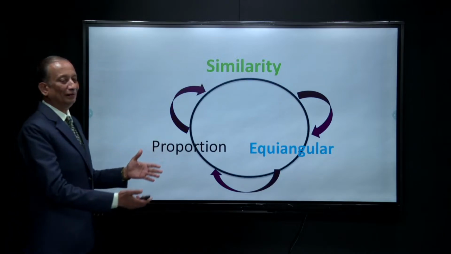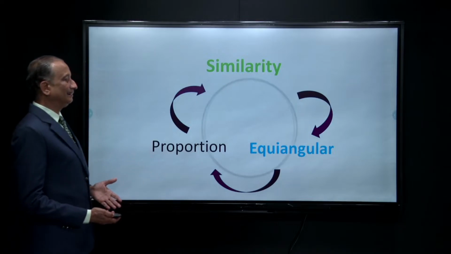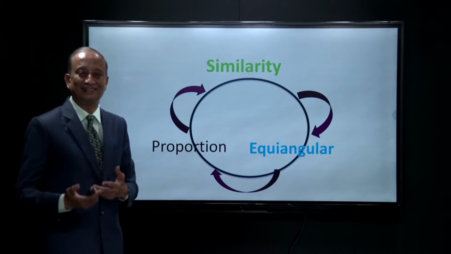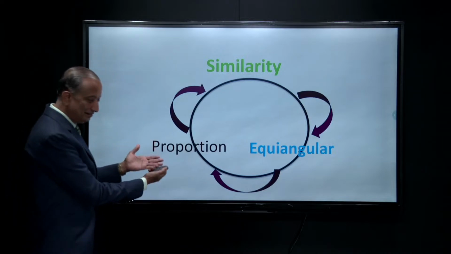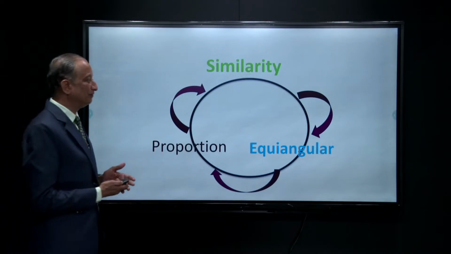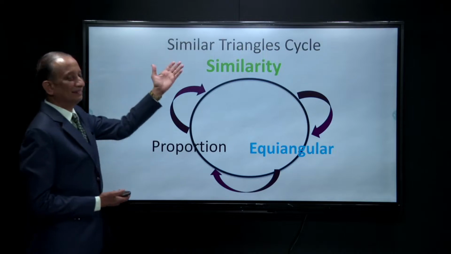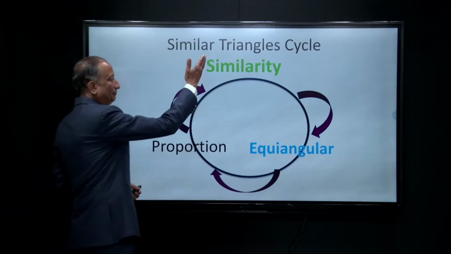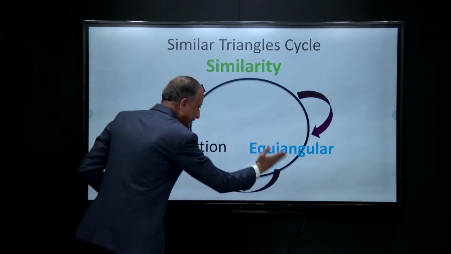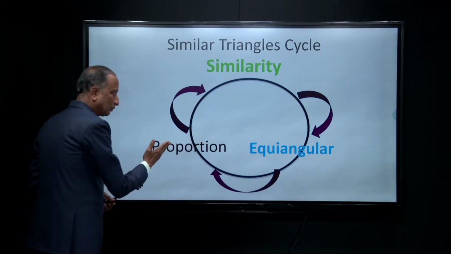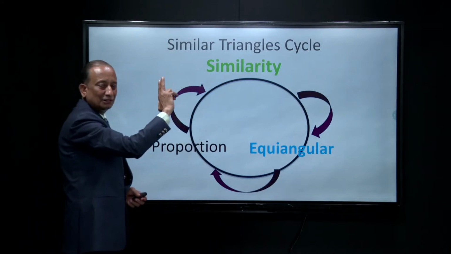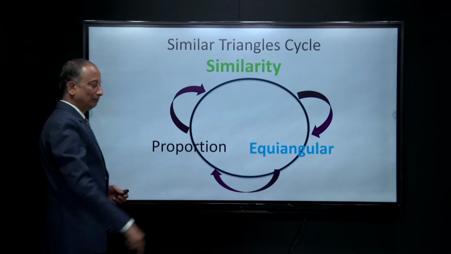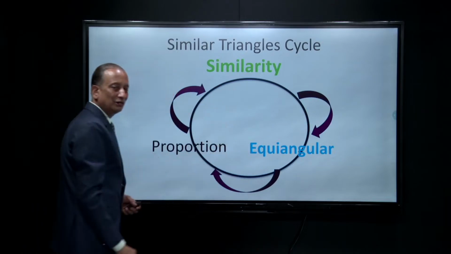Here is a wonderful cycle, like the carbon cycle, water cycle, nitrogen cycle, which you study in chemistry. In geometry also we can have a wonderful cycle like this, children. So this we will call the similar triangle cycle. That is, if two triangles are similar, they will be equiangular, they will be in proportion. Or in the anti-clockwise direction also you can read: if two triangles are similar, then the corresponding sides will be in proportion, and hence they will be equiangular.